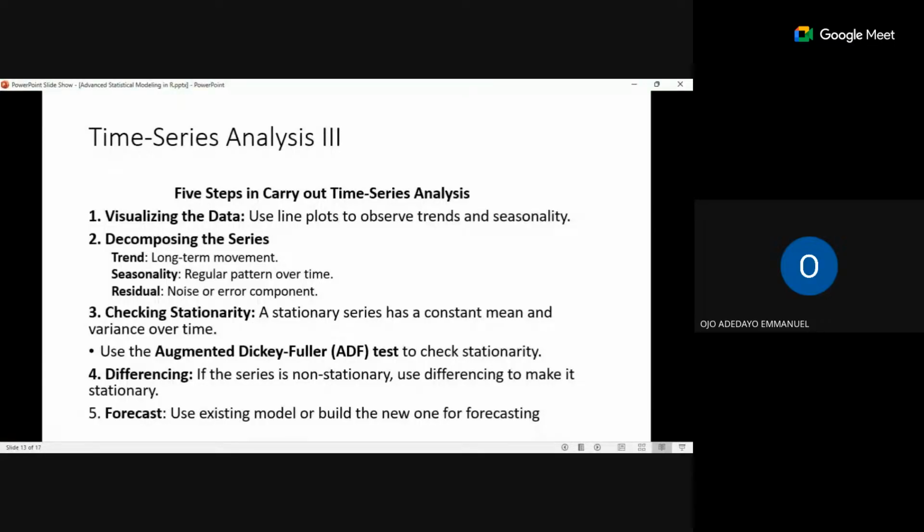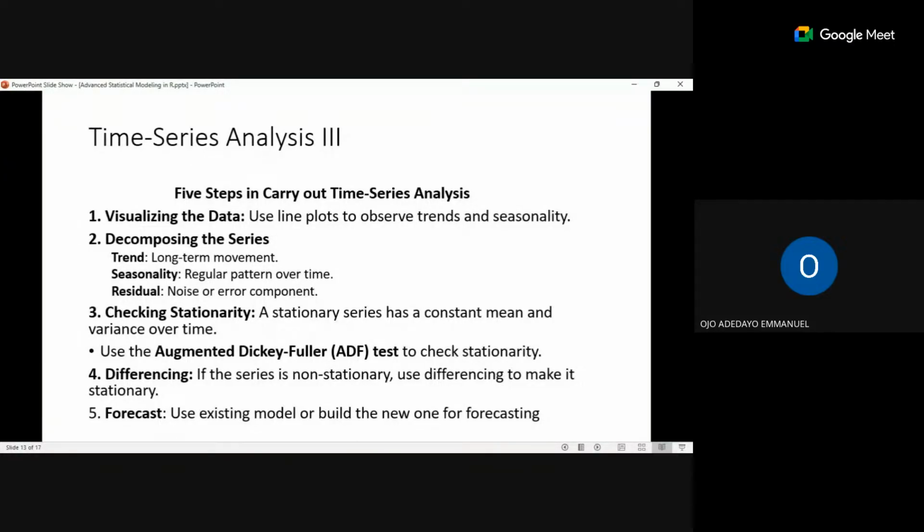That means you have to first of all plot the data. Once you plot that data, you are going to check the trend. You are going to see the pattern, whether it is increasing or decreasing. So we use what we call visualizing the data. Use a line plot to observe the trend and seasonality. That's number 1. It's more or less self-descriptive. Then number 2 is decomposing the time series.